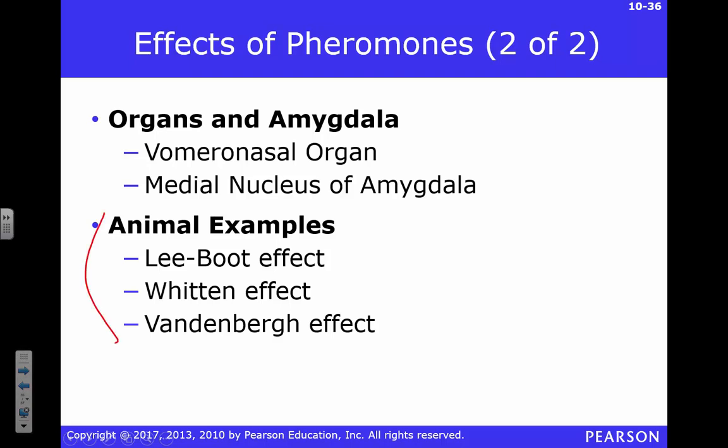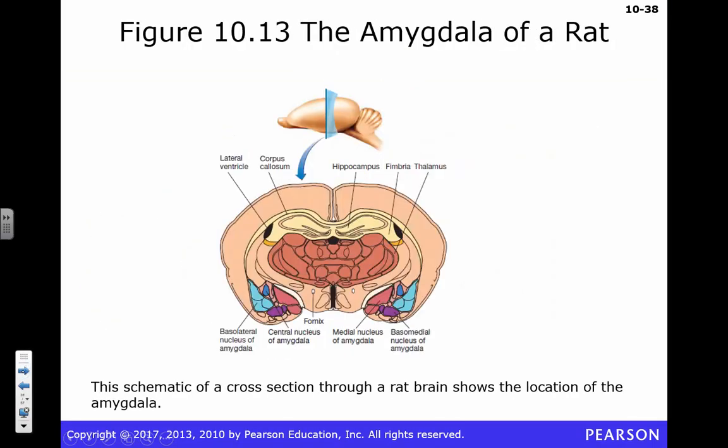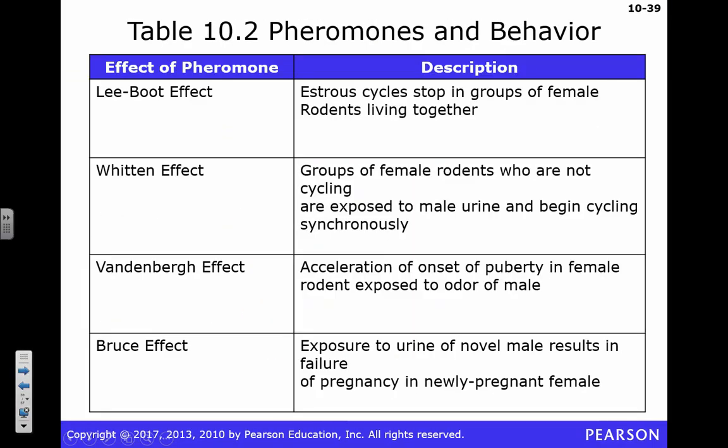There are, however, a few interesting examples in animals where pheromones can have an effect on the behavior. There's the Lee-Boot effect, right? This is if you put a bunch of rodents together and they're only females, they'll actually stop their estrous cycle. That's kind of interesting, right?